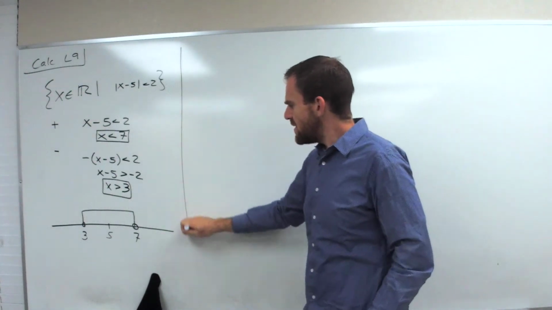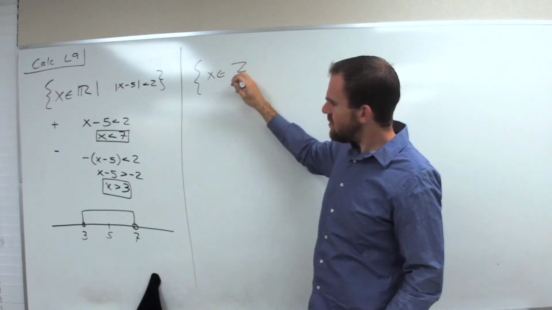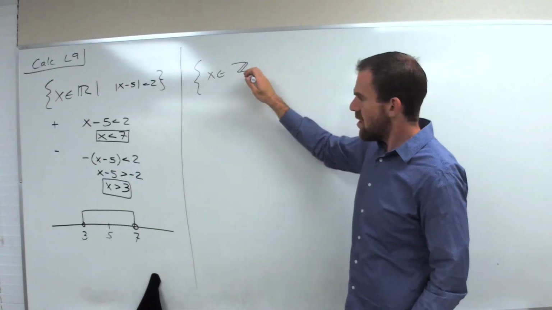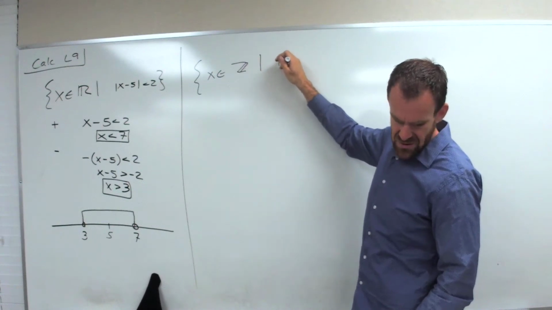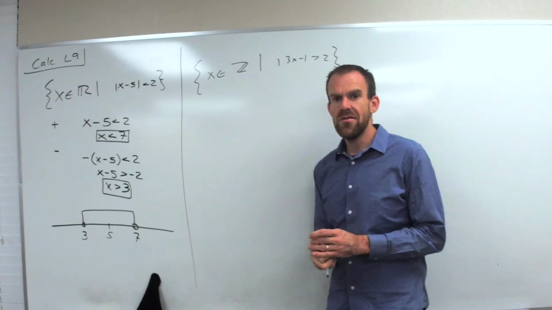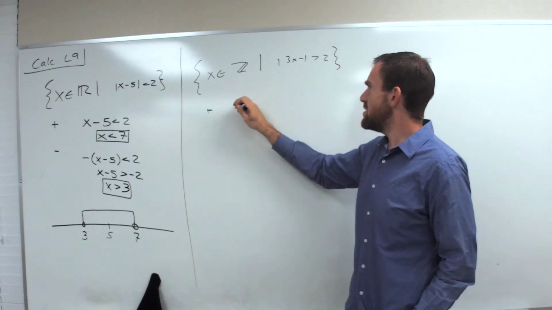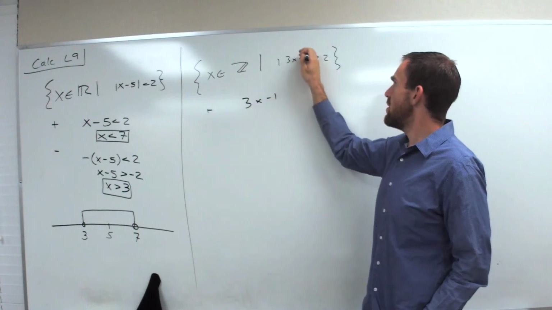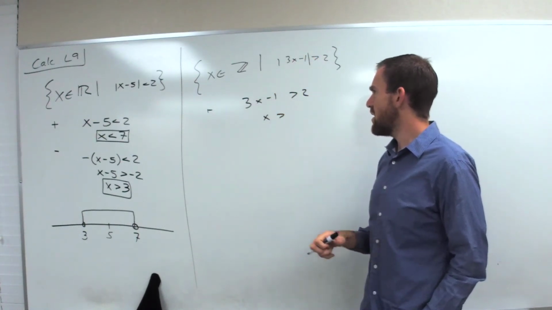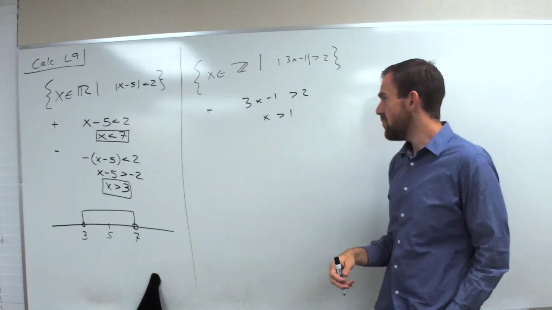Now, if we have a different set, x is in the double-struck Z set, which is the set of integers, and the absolute value of 3x minus 1 is greater than 2. Again, the way we're going to solve this is we are going to take the positive option, which is 3x minus 1 is greater than 2, and solve. x is greater than, it looks like, 1, right? If I add 1 to both sides, I get 3. Divide by 3, I get 1.